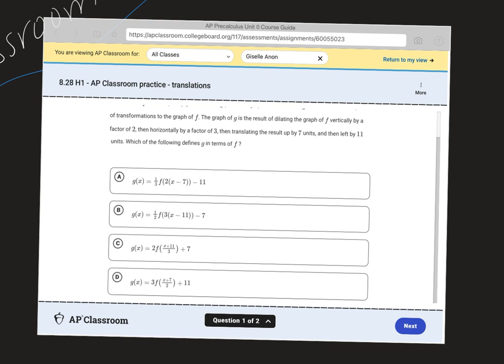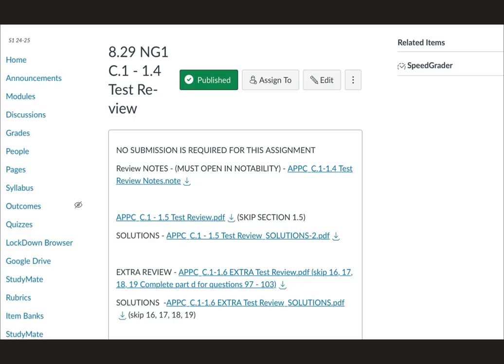So 2 assignments on AP Classroom. One is take a little screenshot that you're enrolled in the class. Two is answer these 2 questions and then submit it, okay? And then screenshot your score. Questions? Okay.